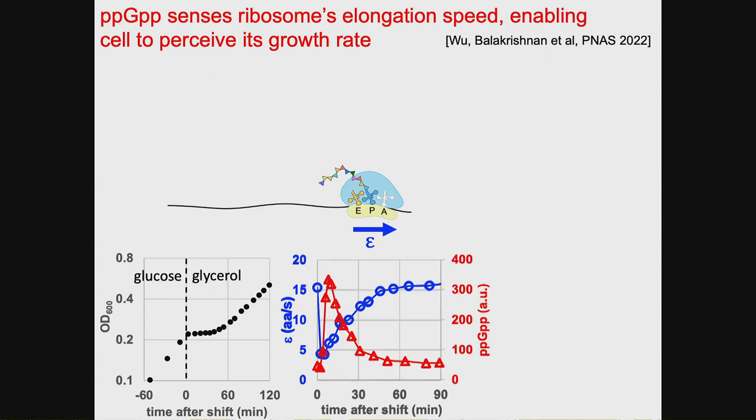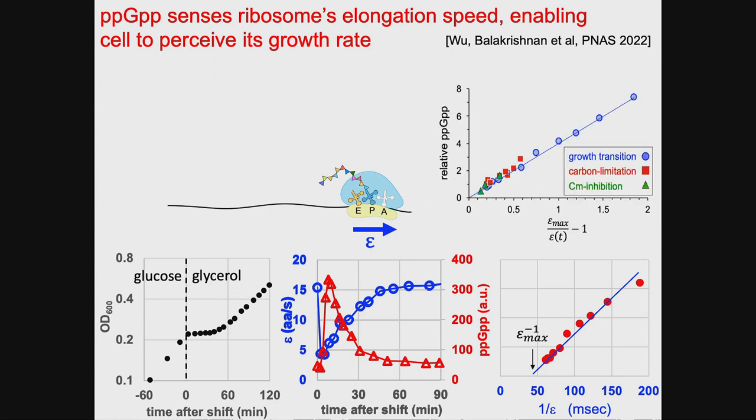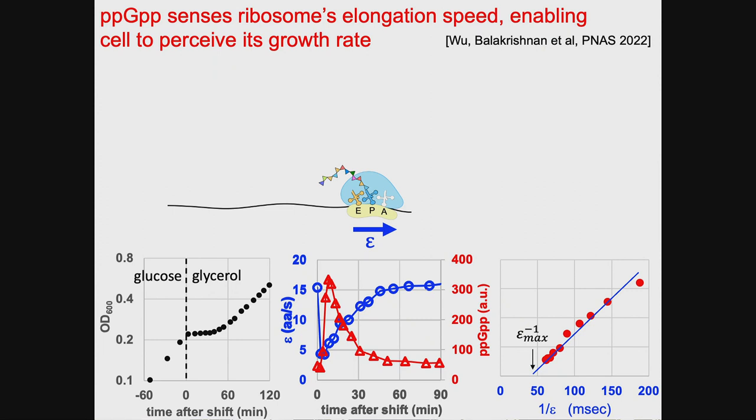We also measured the ppGpp level, and it has the exact opposite behavior. If you make a scatter plot of the two, you see a linear relation between the ppGpp level and the inverse of the elongation rate. We extrapolate down to zero ppGpp, which would be like the fastest elongation rate possible, and we call this the inverse of the maximum elongation rate.